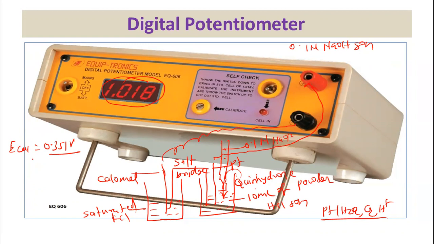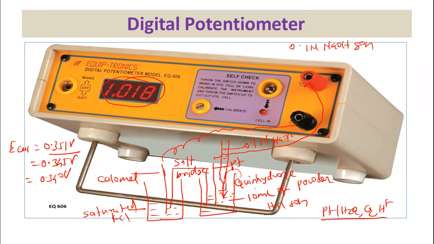Suppose that reading is due to the addition of the NaOH. The concentration of hydrogen ions decreases here, so the EMF of the cell also reduces. Suppose this reading is 0.345 volt. Similarly, we have to add 0.5 ml of NaOH every time. Now the third reading, suppose it is 0.340 volt. So in this way, when we add the NaOH solution from the burette, the EMF of the cell goes on decreasing.